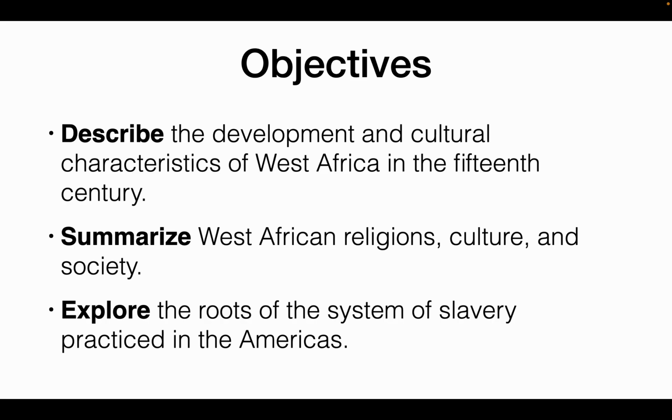Anyway, we are going to talk today about our objectives. We're going to describe the development and cultural characteristics of West Africa in the 15th century. We're going to summarize the West African religions, culture, and society, and explore the roots of the system of slavery practiced in the Americas, and also how it differed from West African forms of human enslavement.